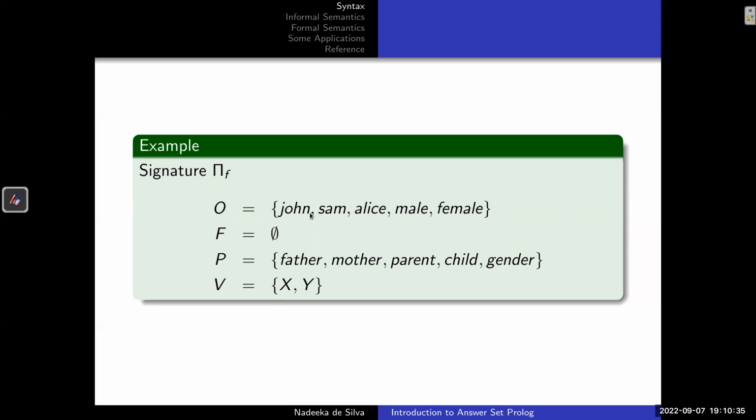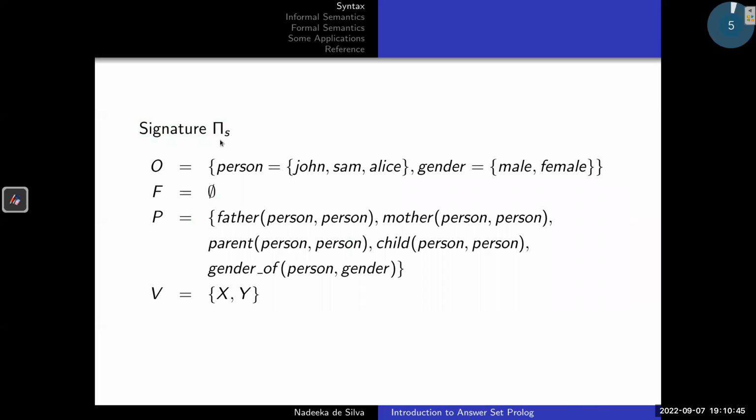Also, sometimes we can consider sorted signatures, where we divide the object group into different groups. For example, to make a sorted signature for family, I can introduce a sort called person and say John, Sam, and Alice are of that sort, and make gender a sort and say male and female belong to that sort. These are like data types.